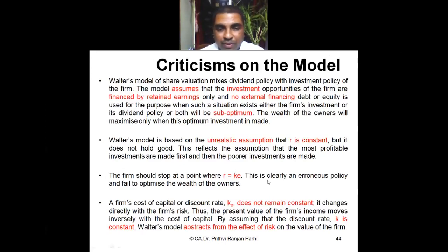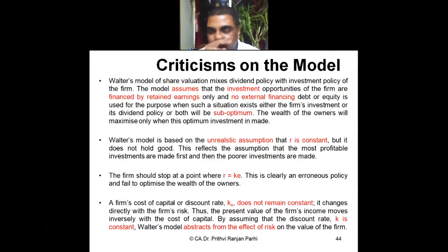You have understood three different kinds of firm: growth firm, declining firm, and the normal firm. What will happen to the normal firm? If it is a normal firm where R is equal to K, what should you do? We know any kind of dividend will do. If R is equal to K, if you pay 0%, there will be one share value. If you pay 50%, the same value will be there. If you pay 100%, the same value will be there. Share prices will be the same irrespective of any dividend.